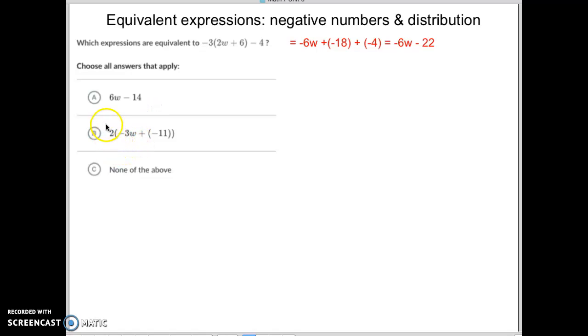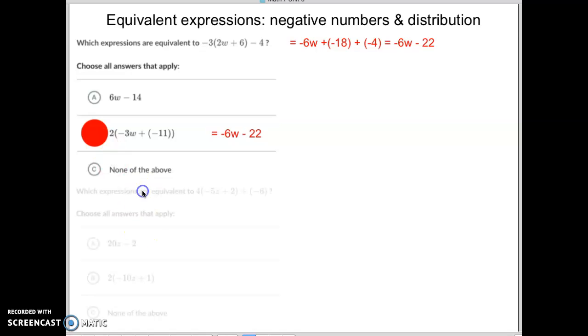This one, we need to distribute the 2 to both of those terms. When we do that, 2 times negative 3w is negative 6w. 2 times negative 11 is your negative 22. You'll notice this equation here matches. So there's our equivalent equation.